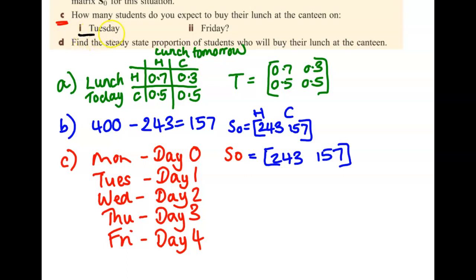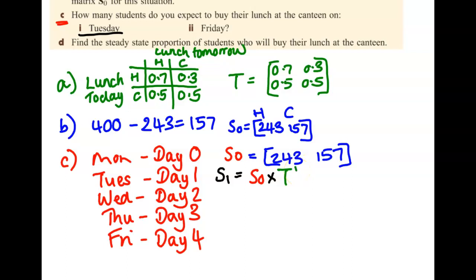Now in the question we're asked about Tuesday. So Tuesday would be S1. To find S1, our first day after day 0, we've got S0 multiplied by our transition matrix T. Bearing in mind we don't need to put to the power of 1 because that is just the same as T. But if it helps you to remember, you can put the little 1 there because it's the first day.